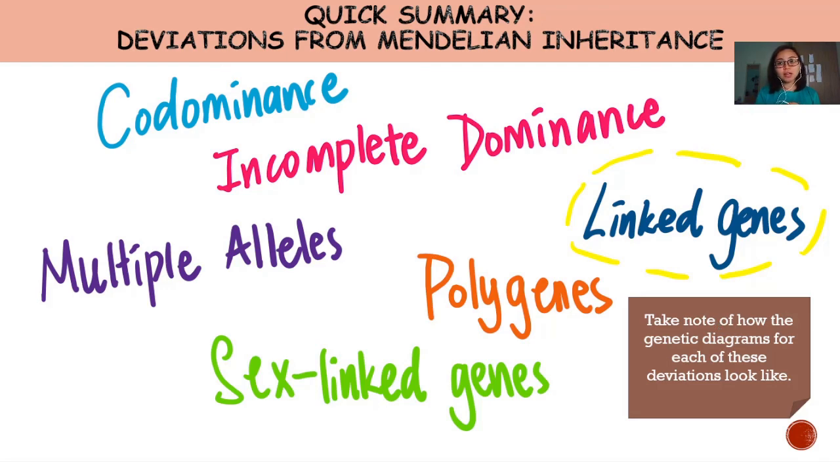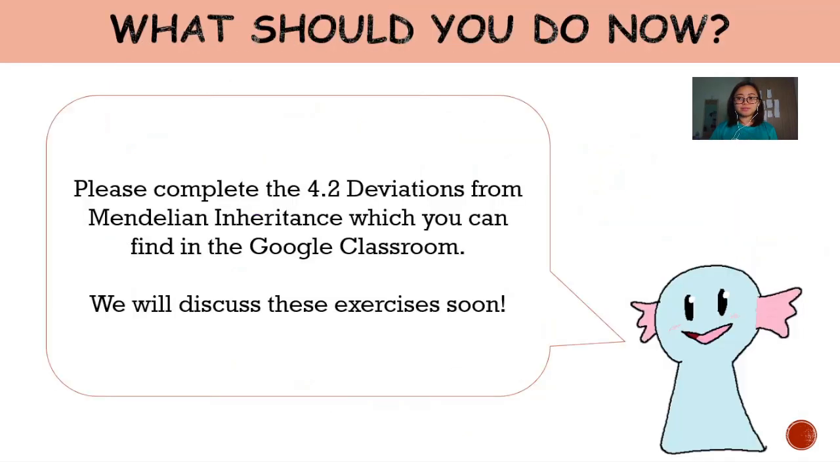Nanti kita akan teruskan untuk 4.3. So for 4.2, just a quick summary. In this one, we learned about 6 types of non-Mendelian inheritance, which are codominance, incomplete dominance, multiple alleles, polygenes, sex-linked inheritance, and linked genes. Remember to take note of how the genetic diagrams for each of these deviations look like. And of course, practice drawing the genetic diagrams.